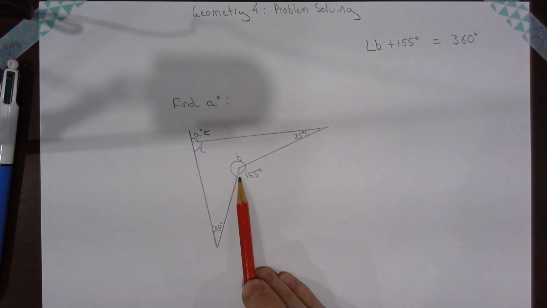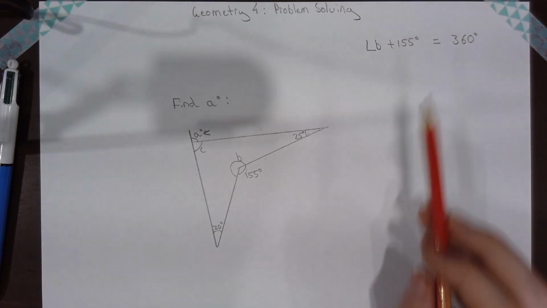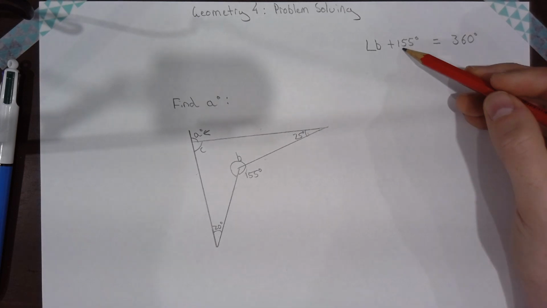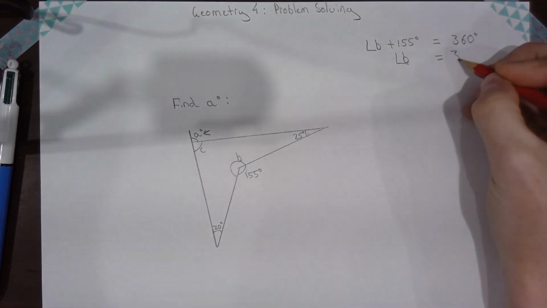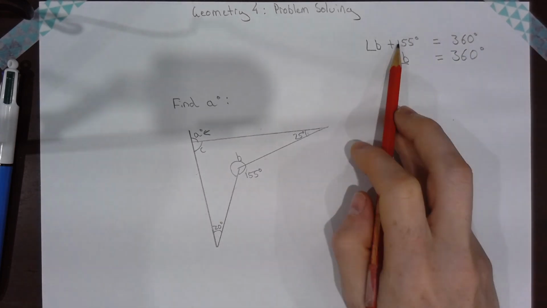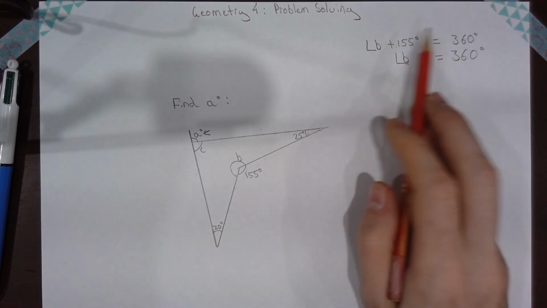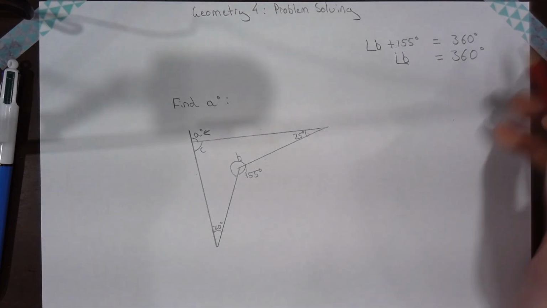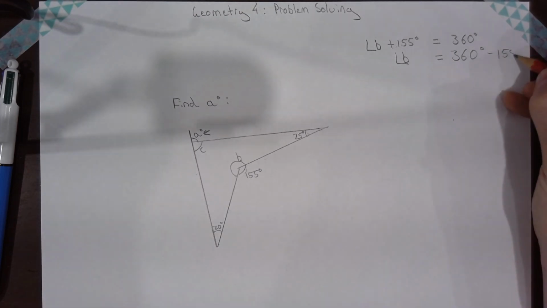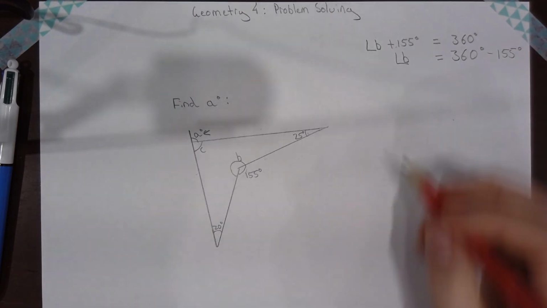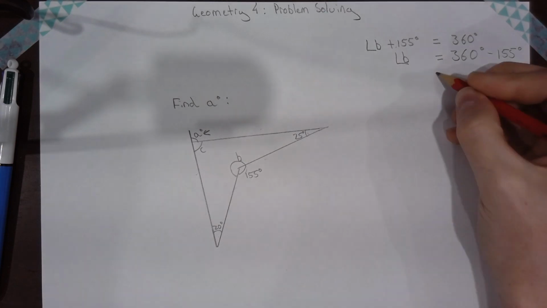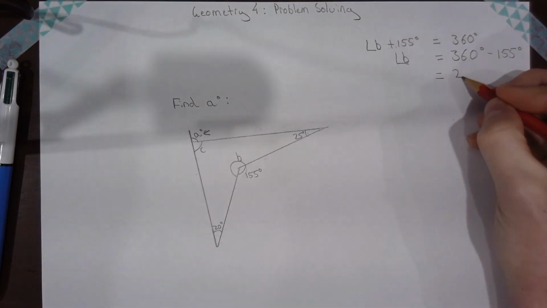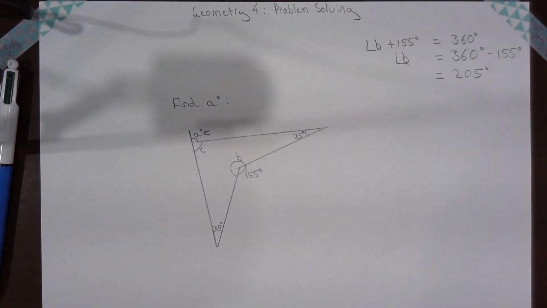So they add up to 360 degrees. To find B, I just have to take this 155 and put it on the opposite side. So angle B equals 360 degrees. Now when I take that 155 to the other side, I have to change its symbol. Instead of being a plus, it reverses and becomes a minus. So angle B equals 360 degrees minus 155 degrees. And when I do that maths, 360 minus 155 is 205 degrees. So angle B equals 205 degrees. Now I know that this one in here is 205.